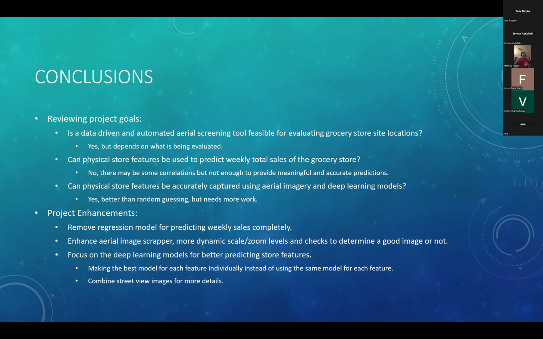And then finally, when focusing on those deep learning models to better predict the store features, I would have liked to build a model for each feature specifically. What I ended up doing was each model was its own, but it had the same architecture. Everything was the same except for the class weights to deal with the imbalance. So building out a model specifically and changing the architecture for each one, I think could provide better results. But the amount of work would be much too long for the time period we had to work on it.